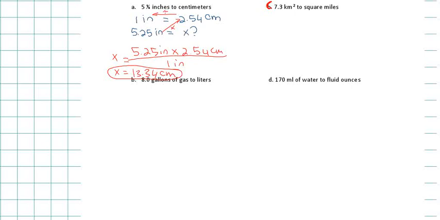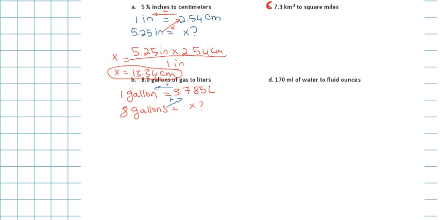I have every 1 gallon equals 3.785 liters. I have 8 gallons, so I have to set it up under my gallons. Okay, remember that I do have to cross multiply and then divide across.